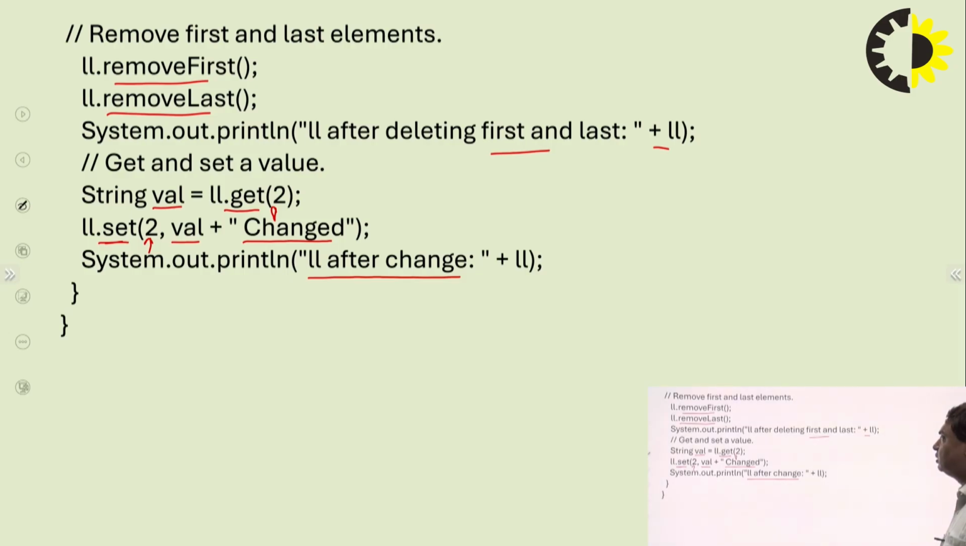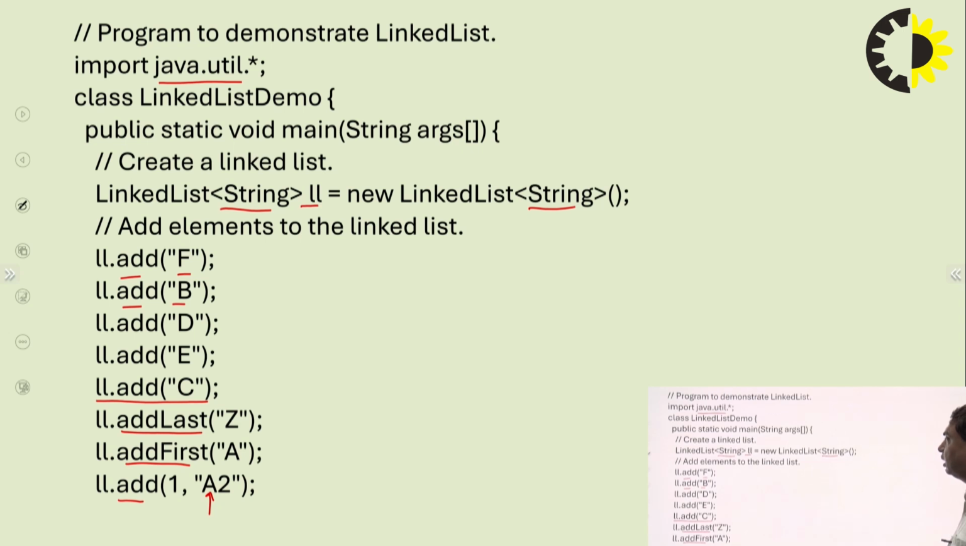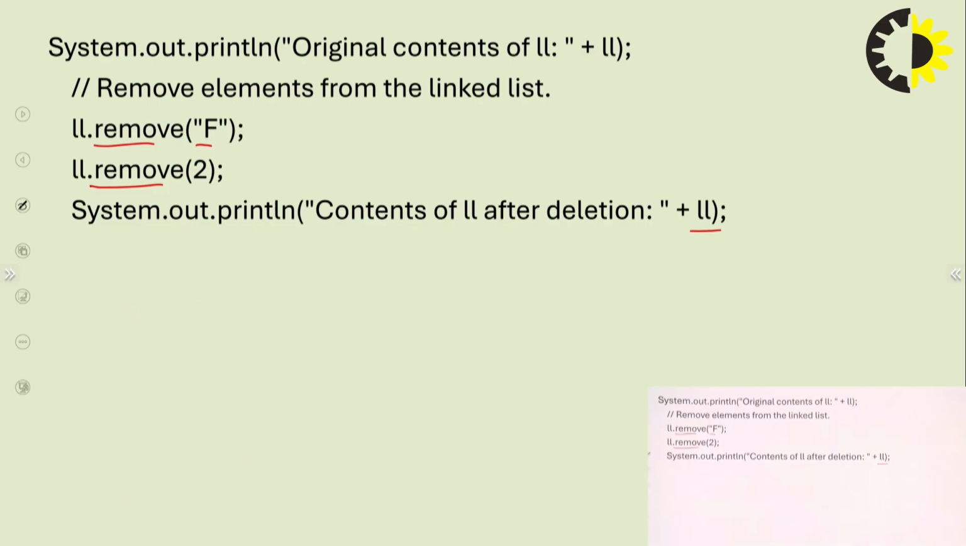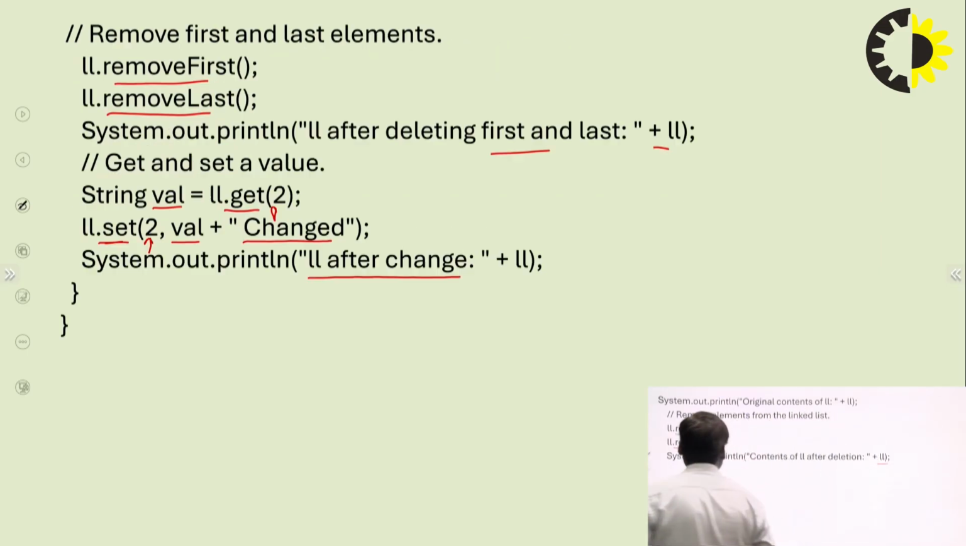Here, just have a look at this program again. We have created the linked list, and we have added the elements in this linked list. We are able to remove the elements from the linked list. How easy it is with the help of collection. These methods are already available. No need to overload these methods. No need to implement this method. Just use the linked list collection, and all these methods will be available to you.